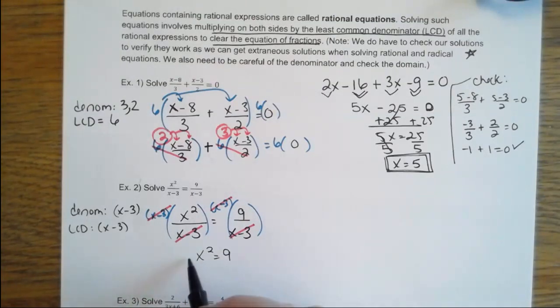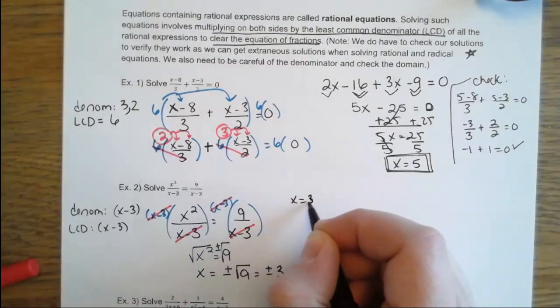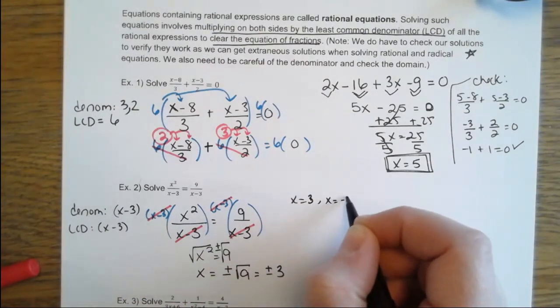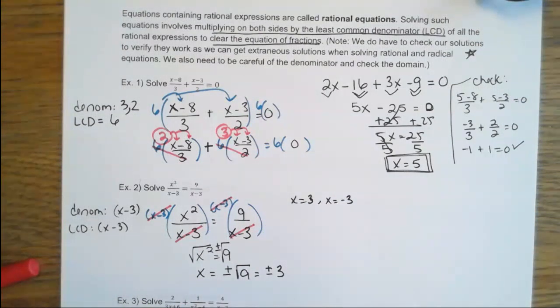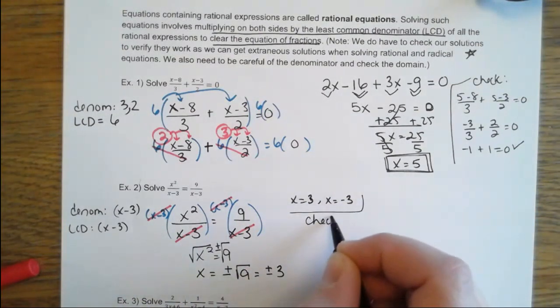We can solve this by taking the square root of both sides. Don't forget the plus or minus. So I have x is equal to plus or minus the square root of 9, and the square root of 9 is 3. So I have two solutions here. One is x equals 3, and the other is x equals negative 3. Now don't forget, before you're done, you do want to go ahead and do those checks.